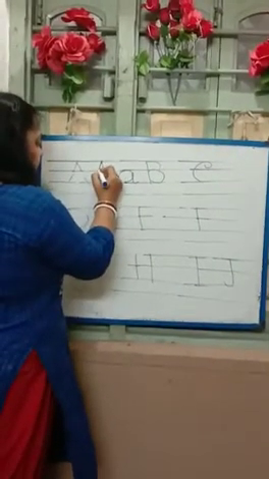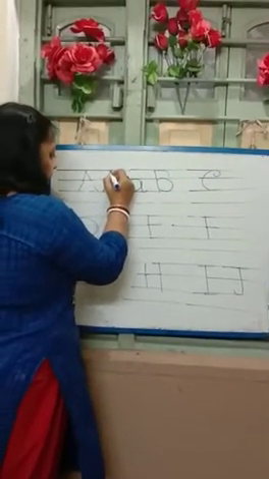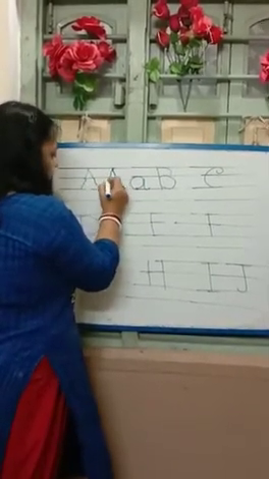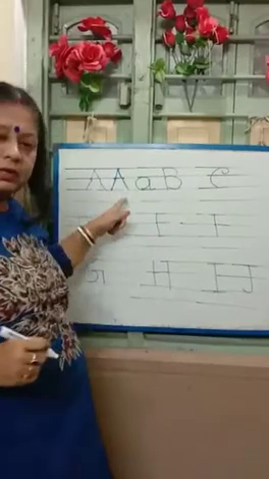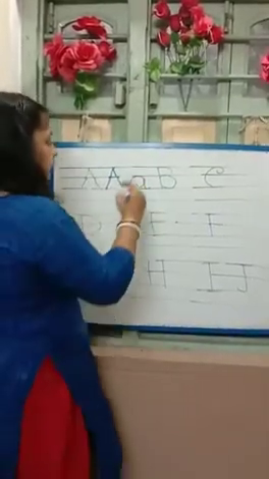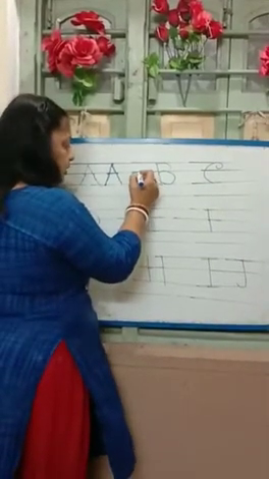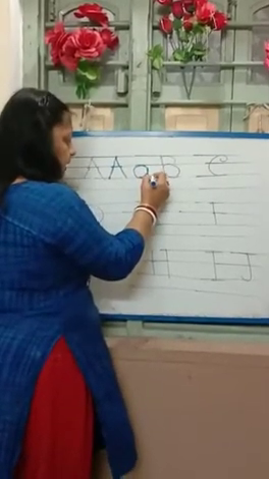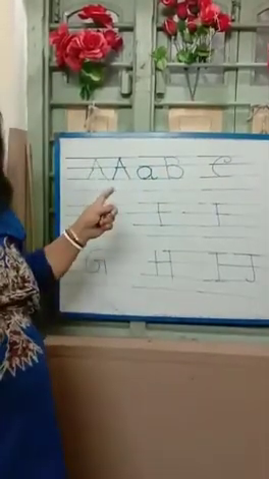Again, starting from the first, second and the third line, and you give a line over here. So this is capital A. Then for small a, we are just giving a circle like this and we are drawing a line. So this is small a.